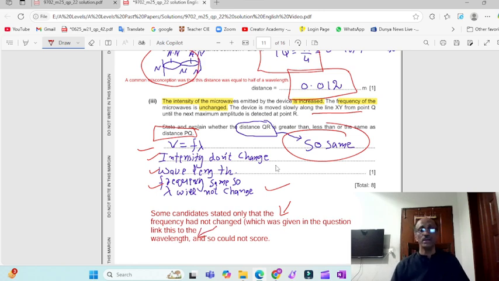So I hope that now you have a clear understanding of how to solve these first four questions of this paper, and that you also know the common mistakes.